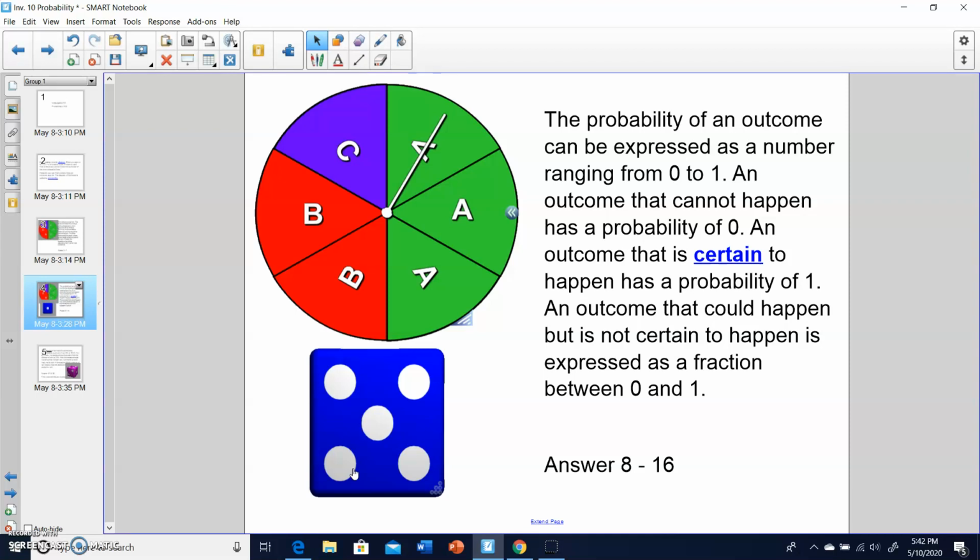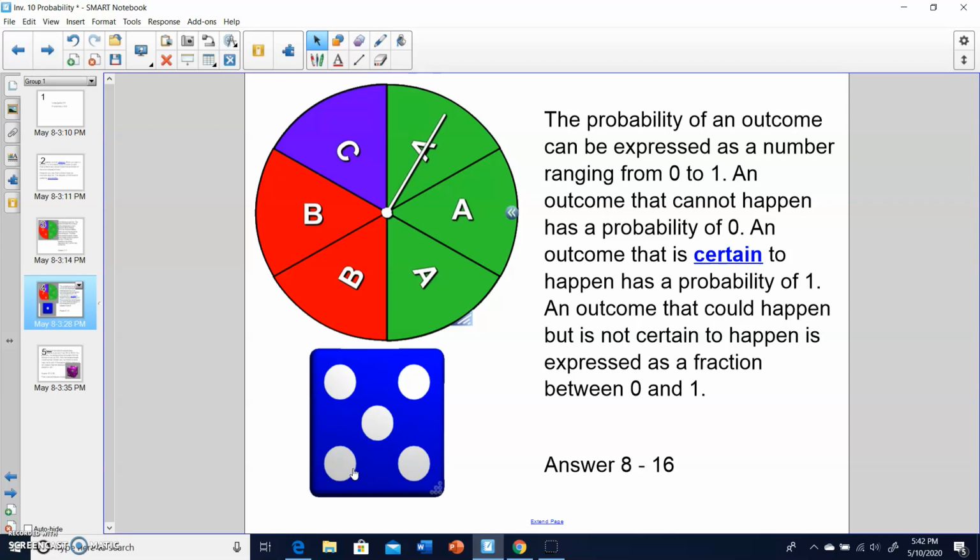Let's look at the questions. What are the numbers represented by the dots on the faces of a dot cube? Go ahead and write down the numbers that you could roll that would be represented by the dots. Number 12, if a dot cube is rolled once, what number is most likely to end up on top?